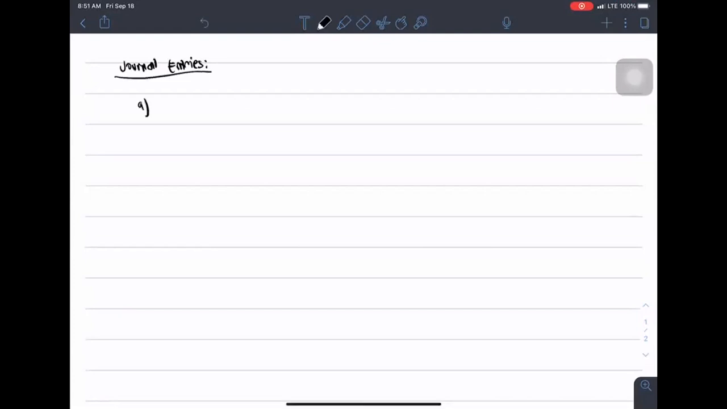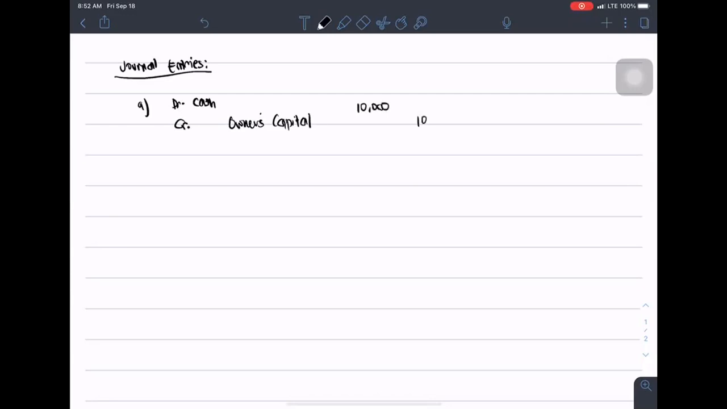So letter A. On October 1, CR Bird invests 10,000 cash in advertising company called Pioneer Advertising. So our entry here is a debit to cash and then a credit to owner's capital, amounting to 10,000 pesos.